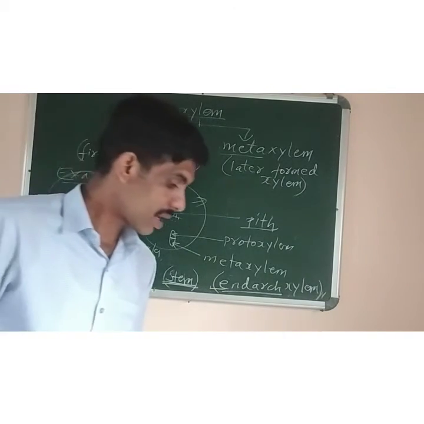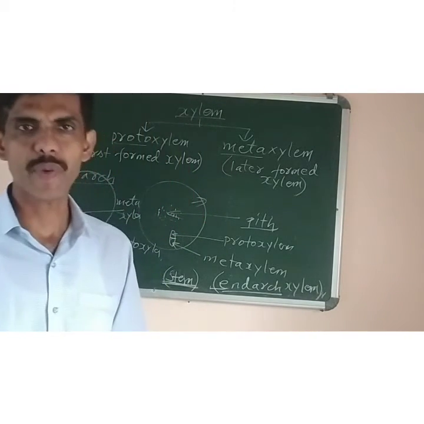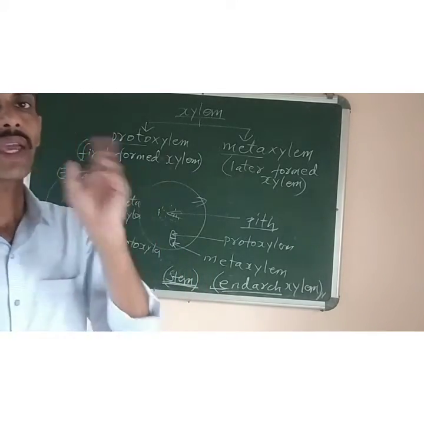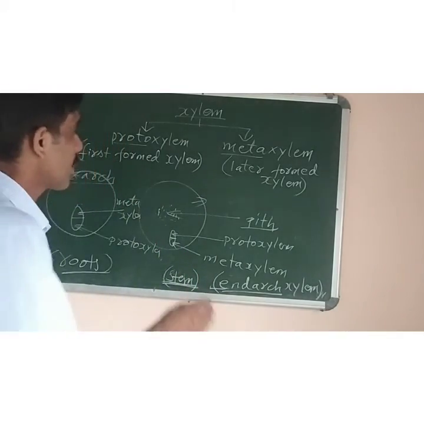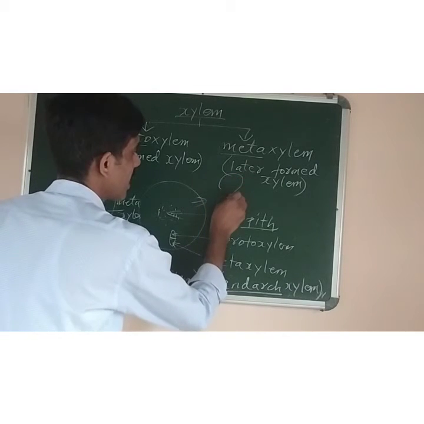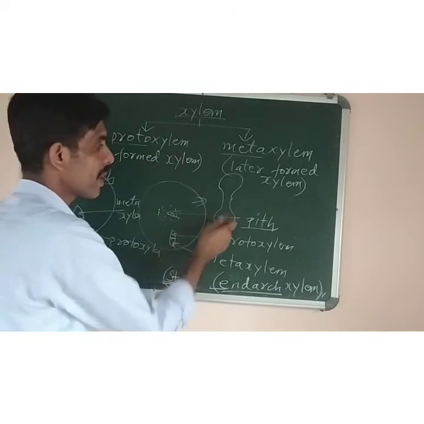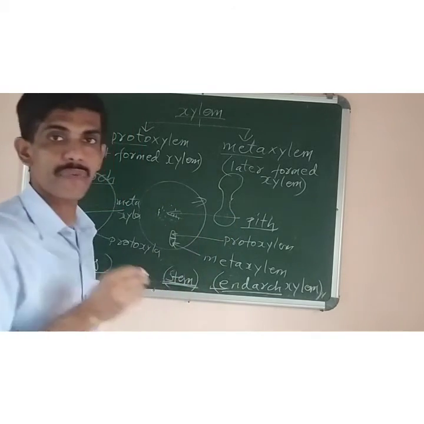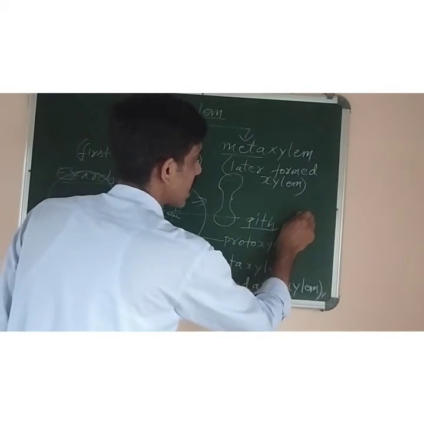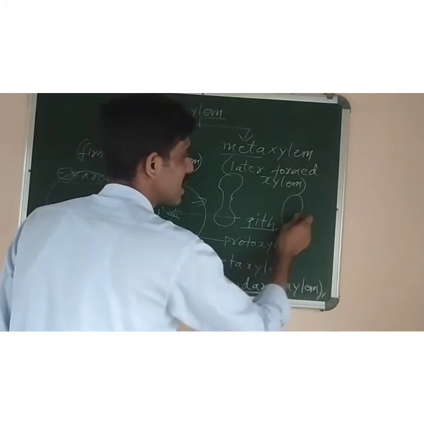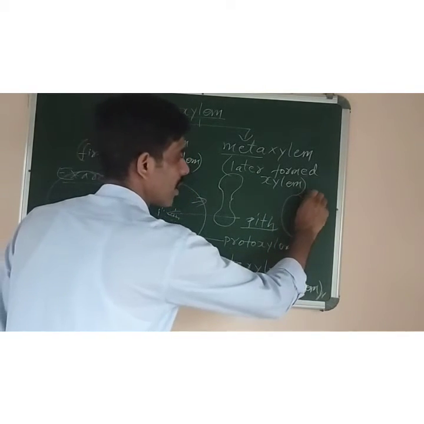Then you know about the structure of stomata, which I already discussed: stomata are of two different shapes. In case of monocot, the guard cells are dumbbell shaped, like this. This is called a dumbbell shape. Whereas in case of dicot plants, the guard cells are bean or kidney shaped, like this.